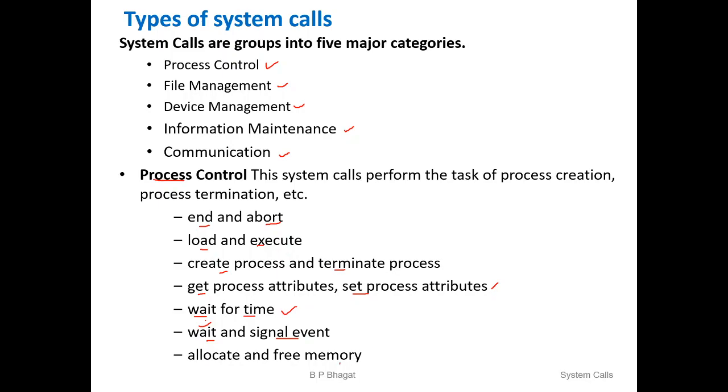And finally, the set of two system calls, that is allocate and free. So if we want to allocate memory for the process, then the allocate system call is used. And once the execution of the process is completed, we want to deallocate the memory. So the system call free is used.